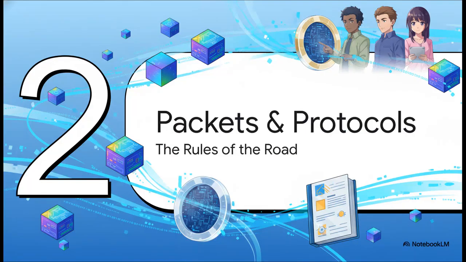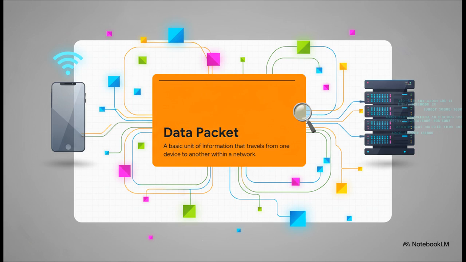Section 2, Data Packets and Protocols, the rules of the road. Now let's see how data actually travels across these building blocks. So whenever you send a message, download a file, or stream a video, that data isn't sent as one giant heavy chunk. It's actually broken down into much smaller, basic units of information called data packets. Literally all communication over a network happens when these individual little packets are transferred from point A to point B.